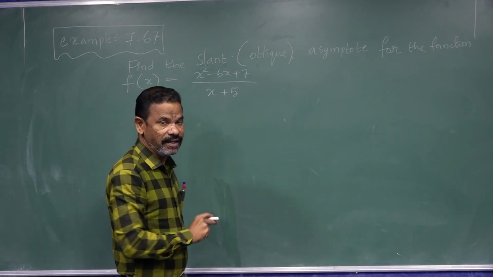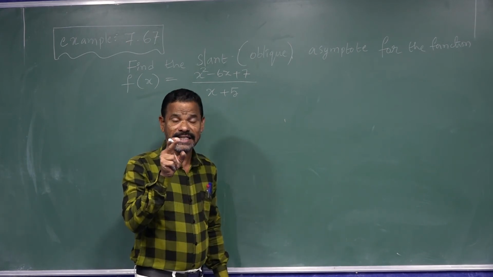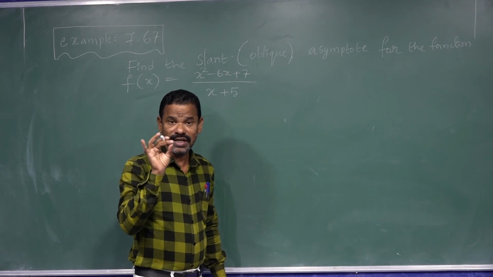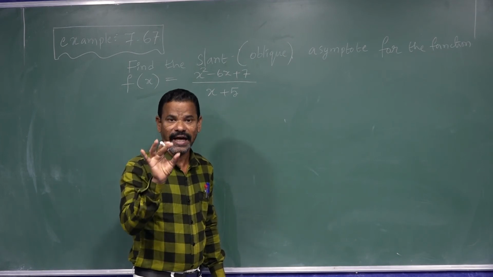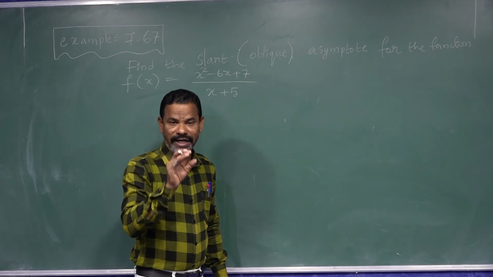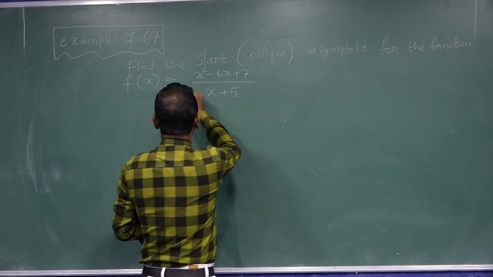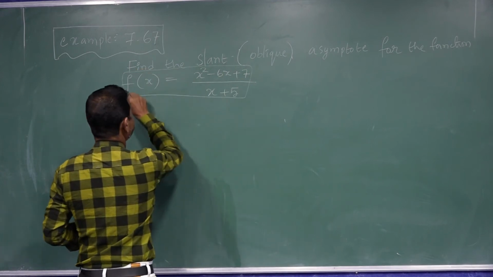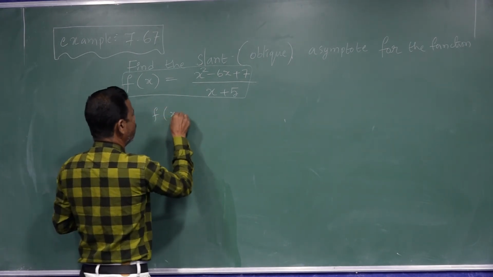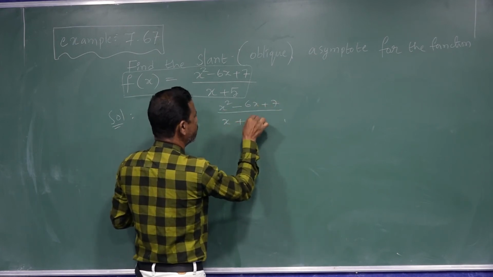So how do we find the slant asymptote? First, we check whether a slant asymptote exists. If there is a slant asymptote in the polynomial equation, the degree of the numerator must be more than that of the denominator. Here the function f of x, x square minus 6x plus 7 by x plus 5, is the given function.